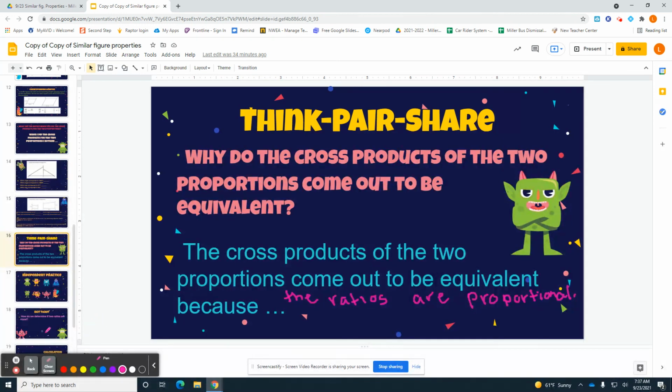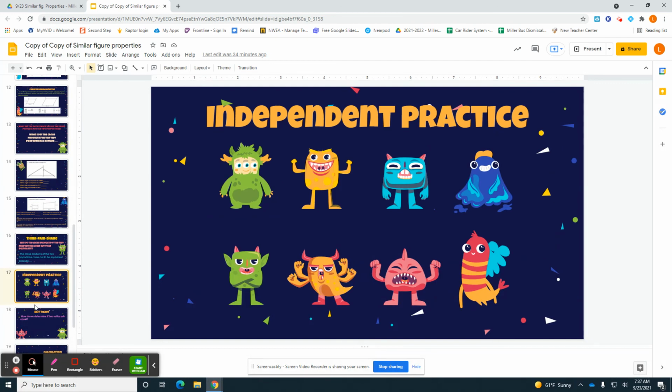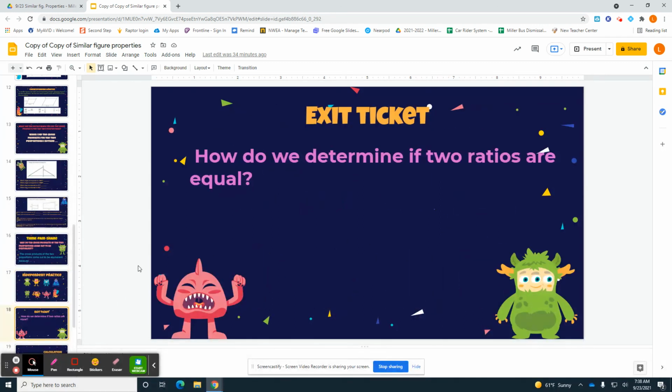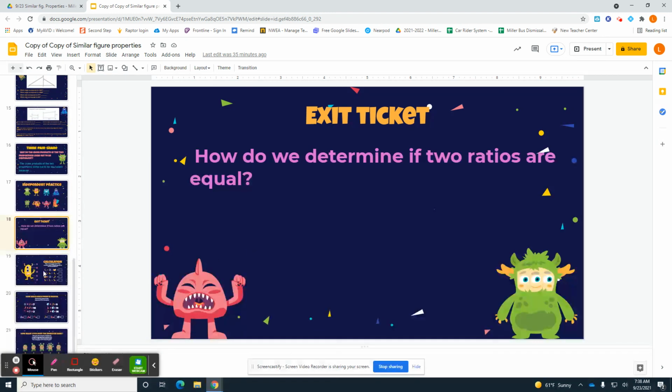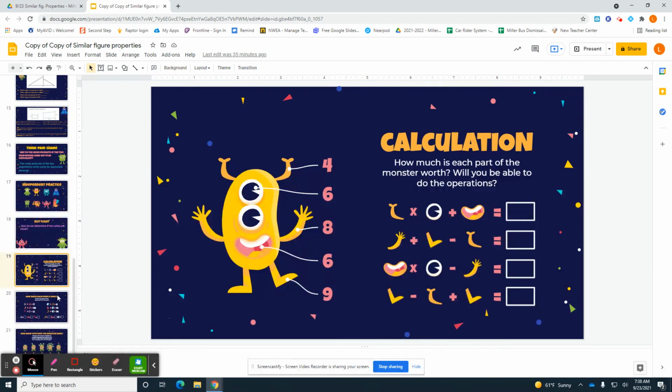All right. So now we're going to our independent practice. You should have your independent practice also. It is only about 4 problems. Yes, it is only 4 questions, right? You should be able to solve them. All right. And then your exit ticket. How do we determine if 2 ratios are equivalent? Okay. Answer that on your notes. And then if you finish early, you can get a piece of notebook paper and try to figure these little cute puzzles out. Okay.